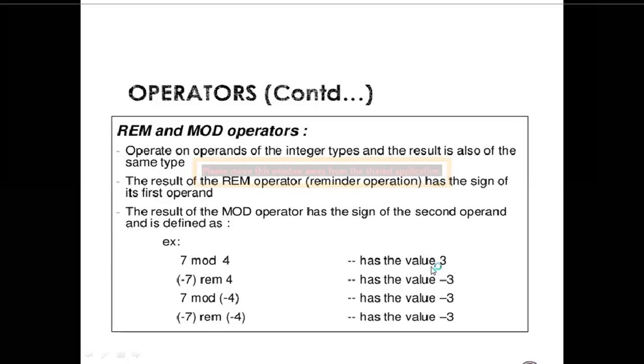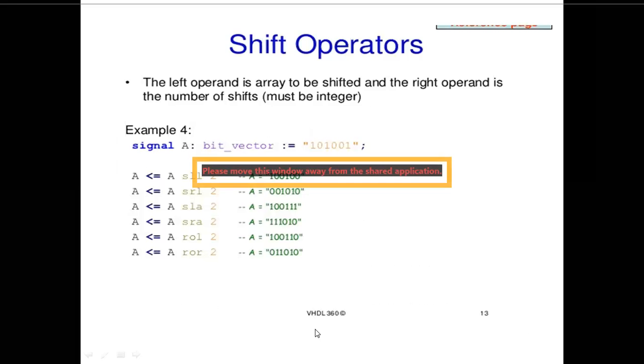Both are similar operators, 7 by 4, like that. But the result sign depends upon the signs of the divisor and dividend. For the mod operator, we take the divisor sign. For the remainder operator, we take the dividend sign. Similarly, see this example, 7 mod minus 4. For mod, we take the divisor sign, so the result is minus 3.